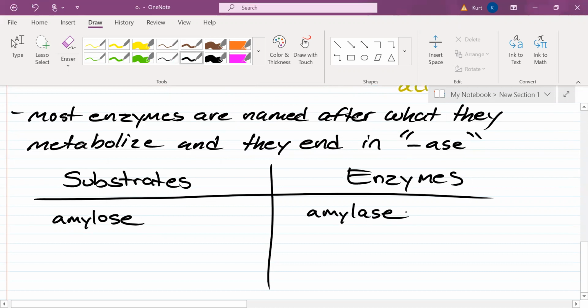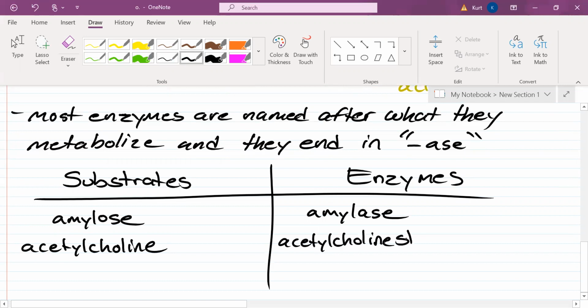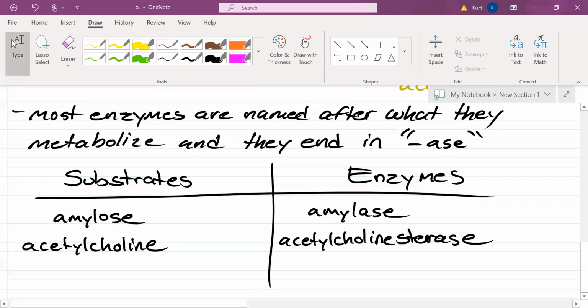For those of you that have taken psychology or are currently in psychology, you may have heard of this word, acetylcholine. It's what allows neurotransmitters to enter into a synapse during the synaptic gap. The enzyme that gets rid of excessive acetylcholine, so you're not overstimulated, is acetylcholinesterase. Big word.